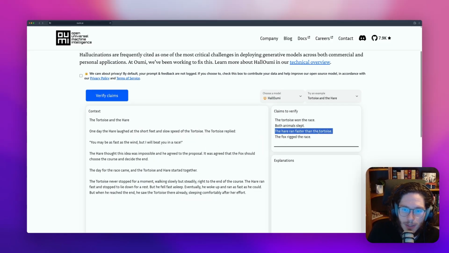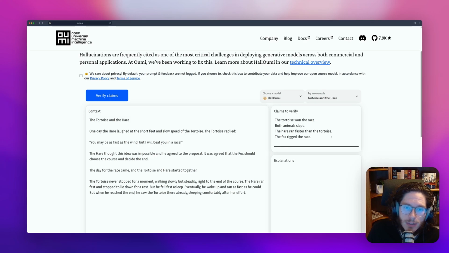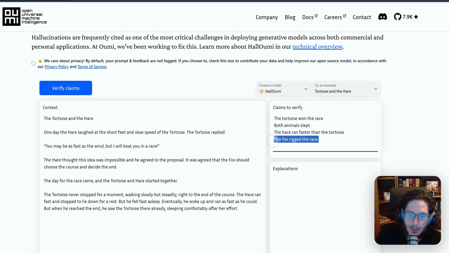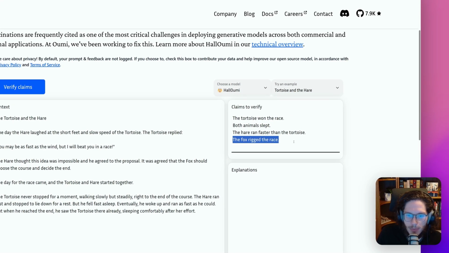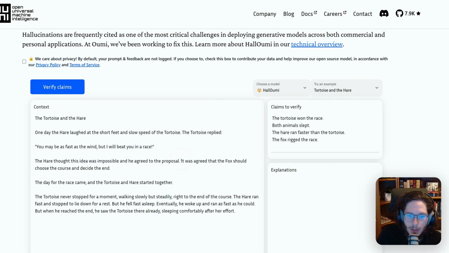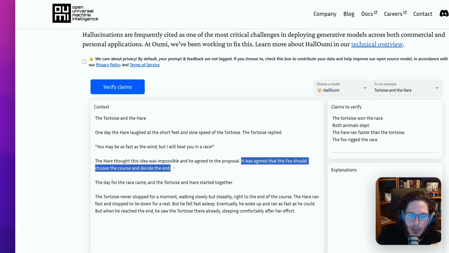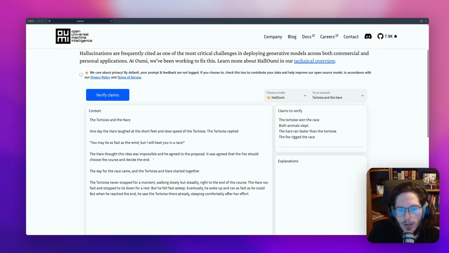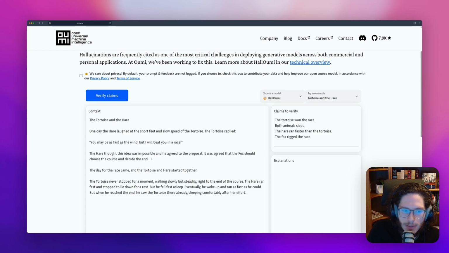This is an interesting one because hypothetically the hare ran faster, but it's not explicitly stated, and the tortoise winds up winning the race. So we'll see what judgment HallOumi winds up making. And then lastly, the one statement that is a complete lie, the fox rigged the race. In this example, the only statement is that it was agreed that the fox should choose the course and decide the end. So nowhere does it say that the fox rigged the race, nor does it really imply it.